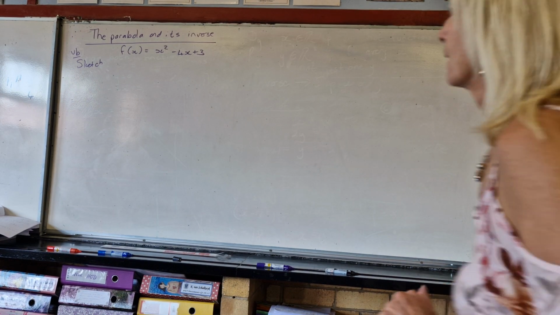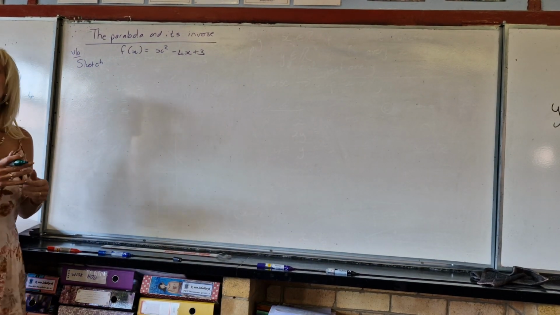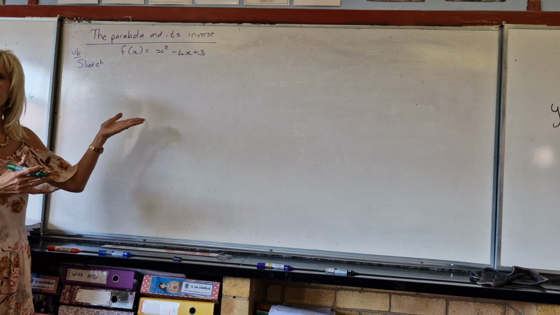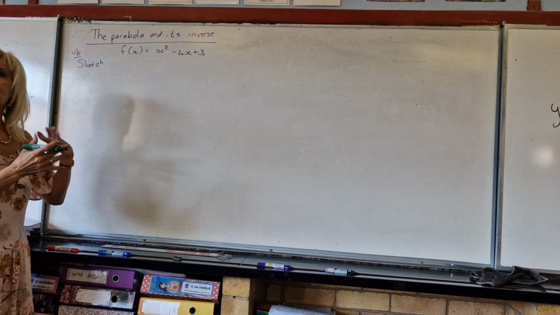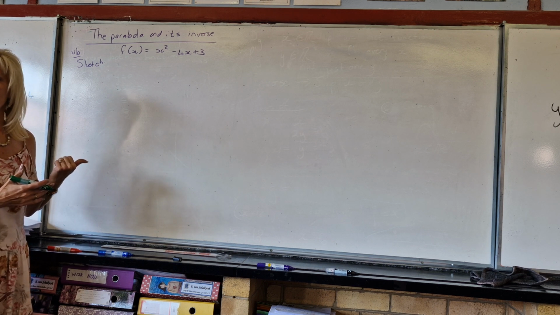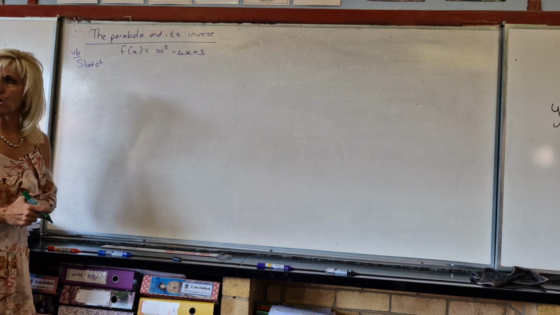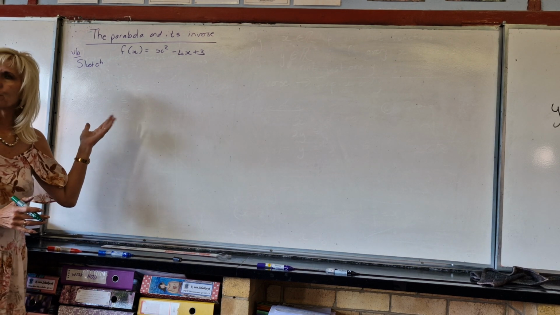Okay, let's get into the parabola and its inverse. What is the inverse? It's when you swap all the x's and the y's. We also found the equation of that inverse, and we're going to do it with this one as well. First of all, will you be able to sketch it? I hope so. How do we sketch a parabola, please?